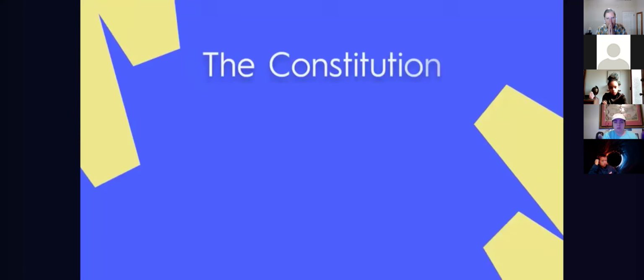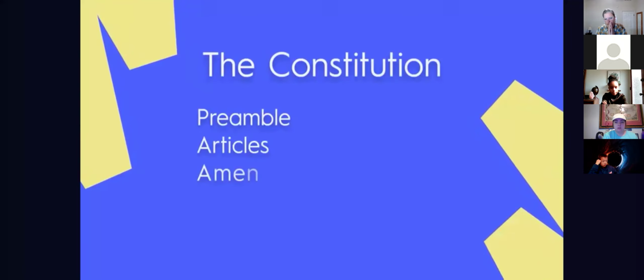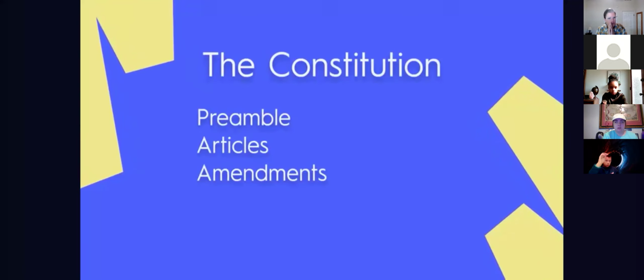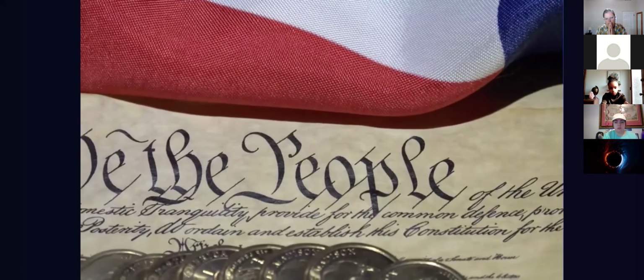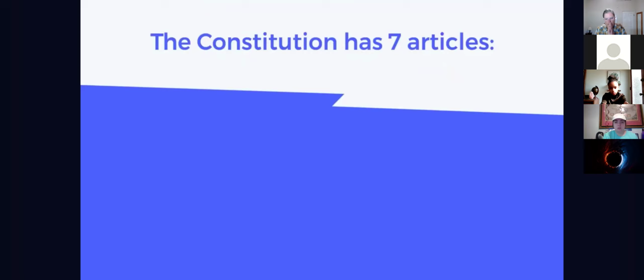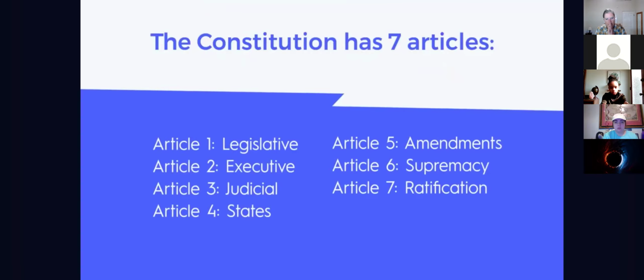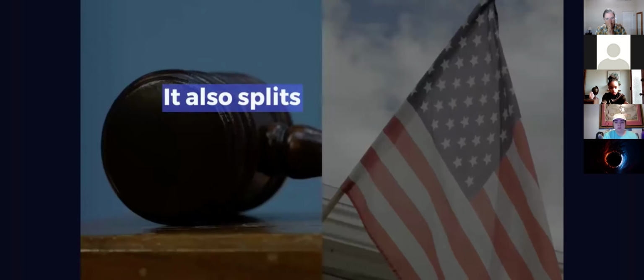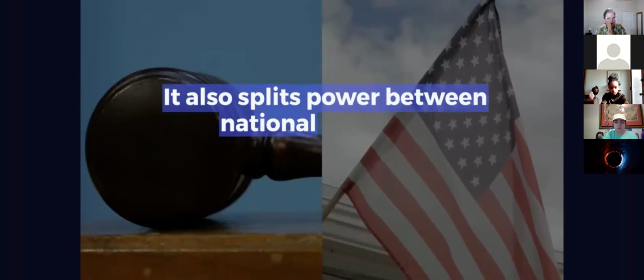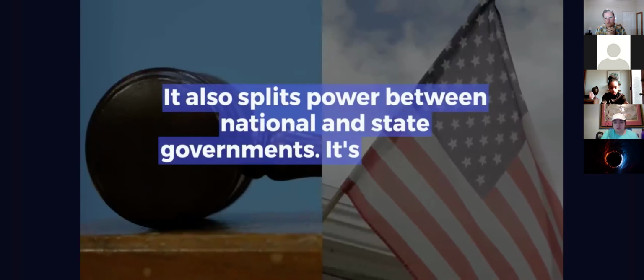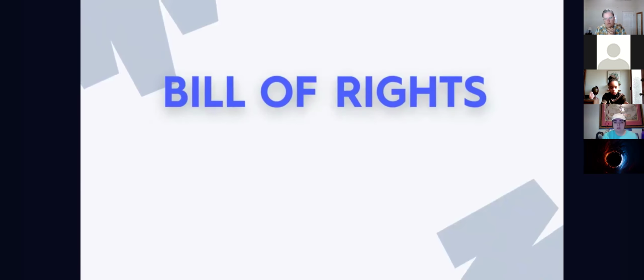The Constitution has 3 parts: the preamble, the articles, and the amendments. The preamble says why it all matters. It's because of justice, peace, and freedom. The Constitution has 7 articles. Article 1 covers Congress. Article 2, the president. Article 3, the courts. You get the idea. It also splits power between national and state governments. It's federalism in action. And the cherry on top, the Bill of Rights.